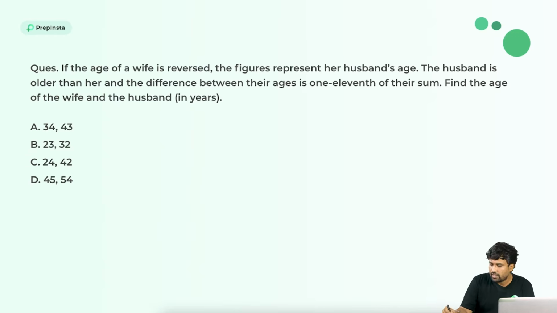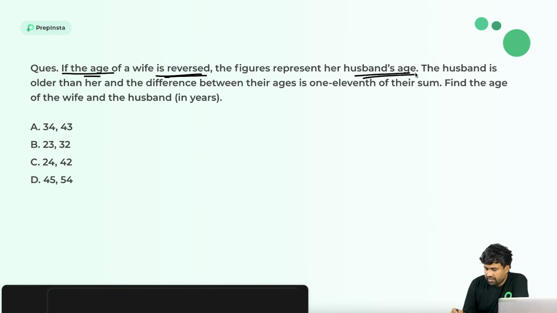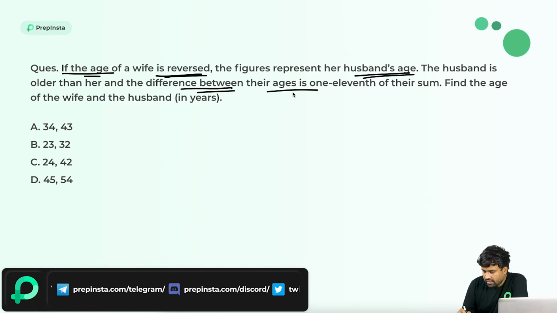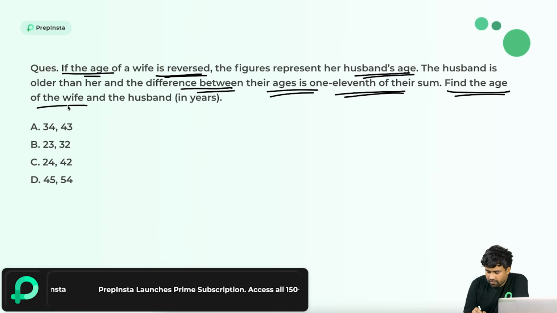So let's get started with our explanation. If the age of a wife is reversed, the figures represent her husband's age. The husband is older than her and the difference between their ages is 1/11 of their sum. Find the age of the wife and the husband in years.